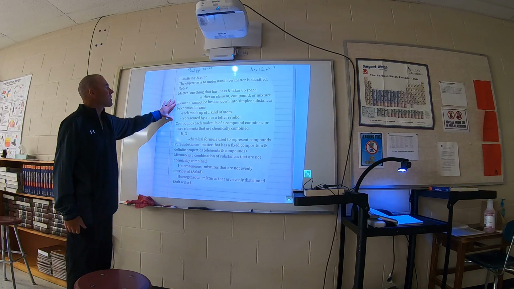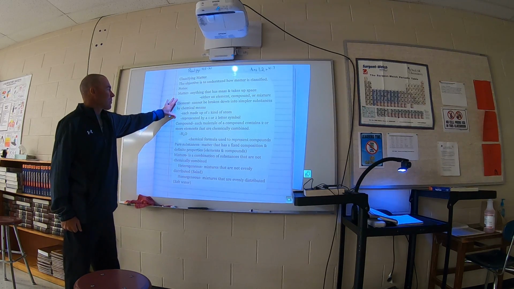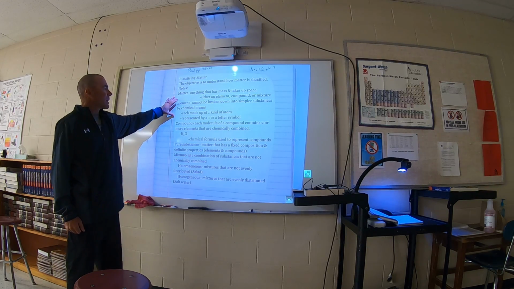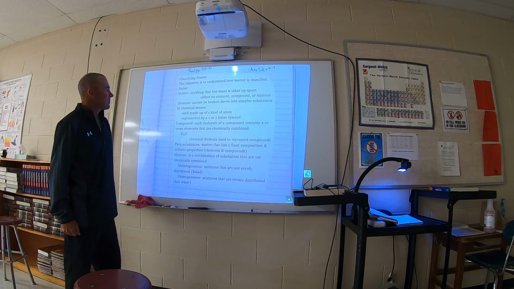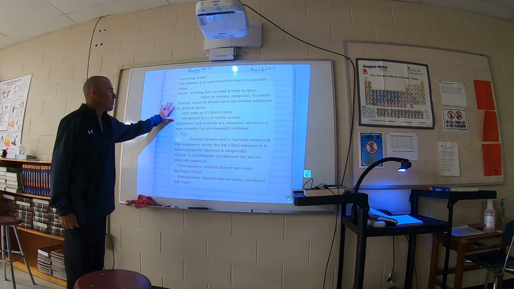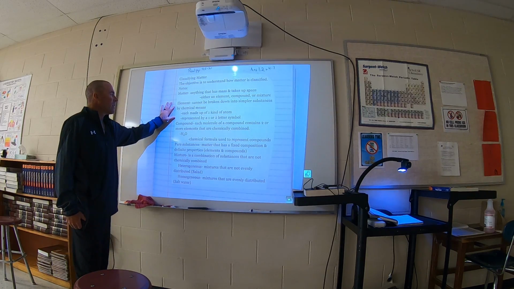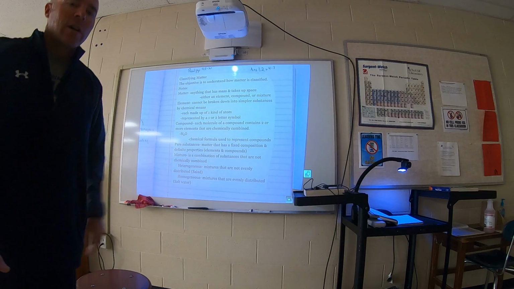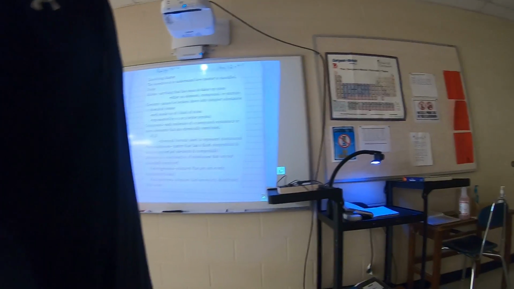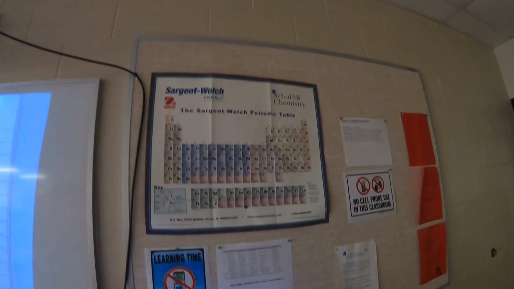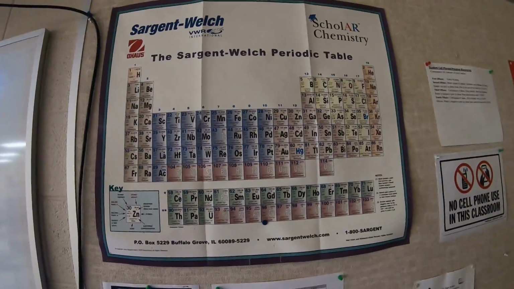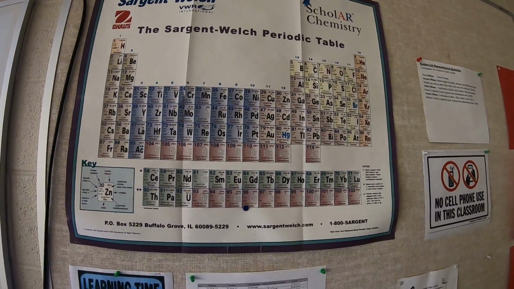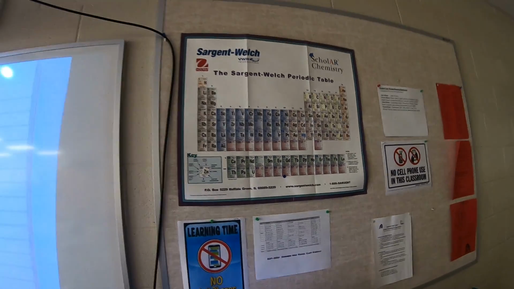First of all, an element cannot be broken down into simpler substances by chemical means. So it's as simple chemically as it can get. Each element is made up of one kind of atom, and it's represented by a 1 or 2 letter symbol. I've got a picture up here of a periodic table. If it's an element, it's on the periodic table. There's only a handful of elements.